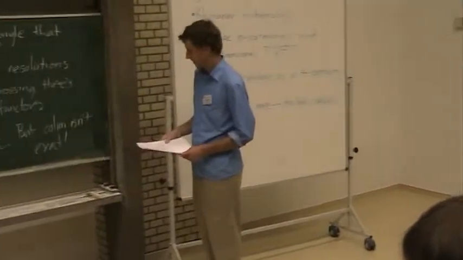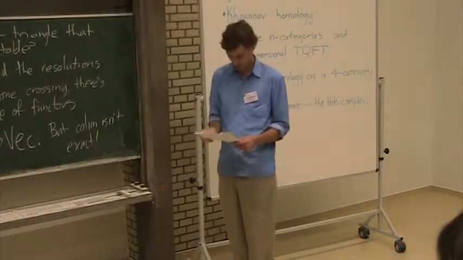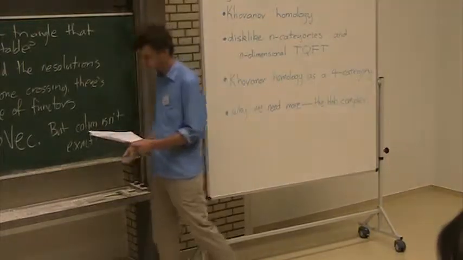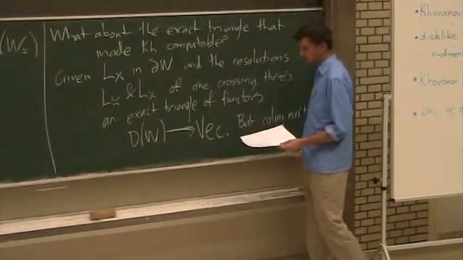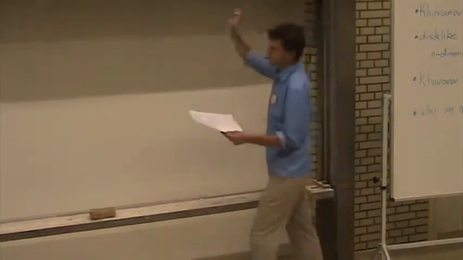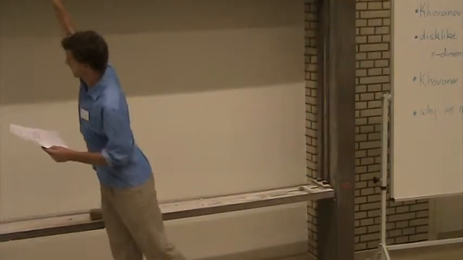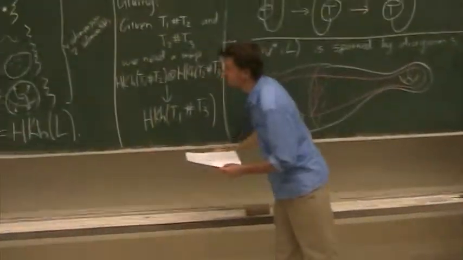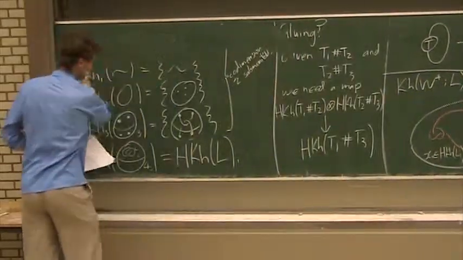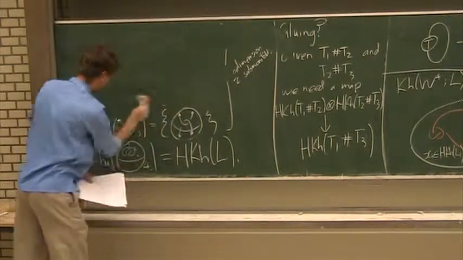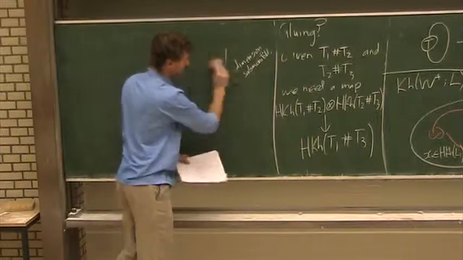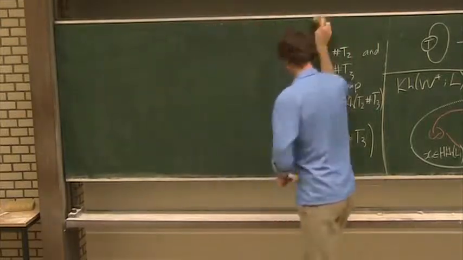Let me tell you quickly what the blob complex actually looks like, and what the homotopy colimit turns out to be. So for an n-manifold W and an n-category, I can prepare for you some chain complex. In particular, I need to tell you what the k-chains are.